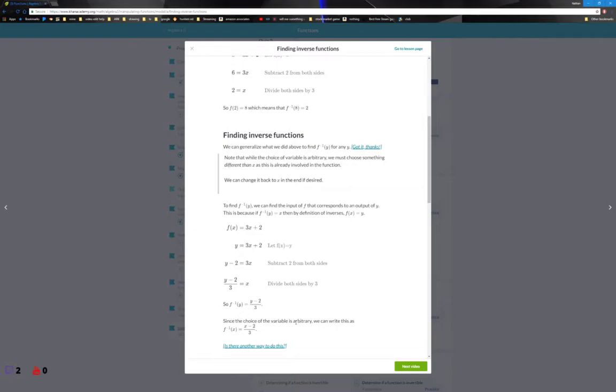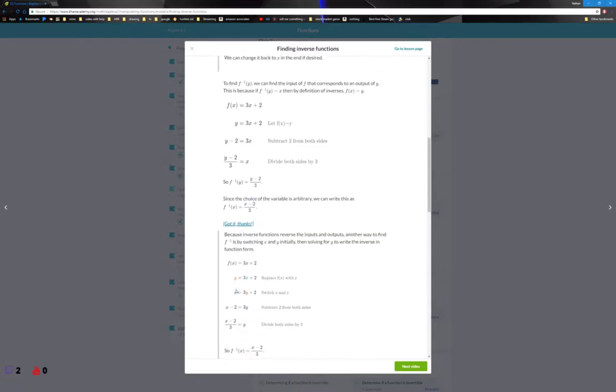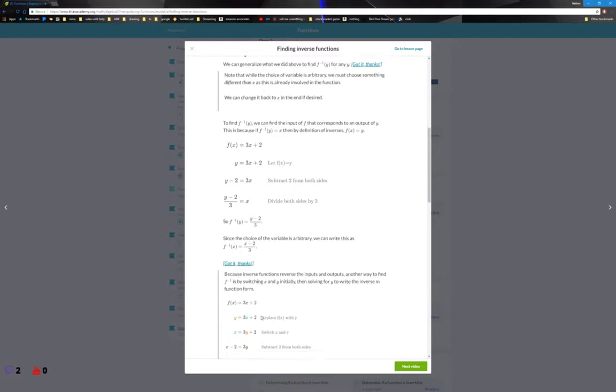Since the choice of the variable is arbitrary, we can write this as f inverse of x equals x minus 2 over 3. And are there any other ways to do this? Because inverse functions reverse the inputs and outputs, another way to find f inverse is by switching x and y initially, then solving for y to write the inverse in function form.